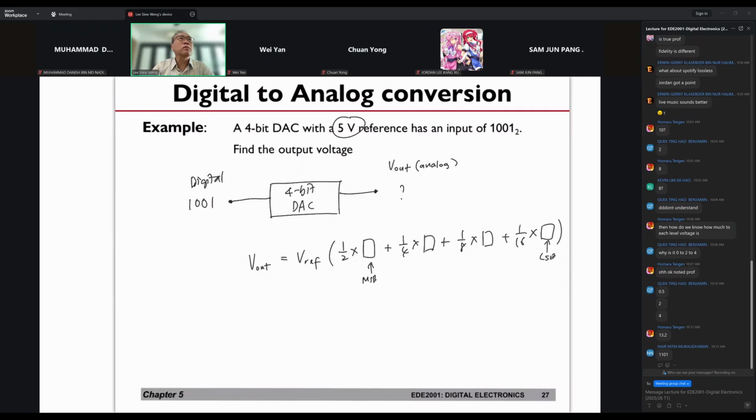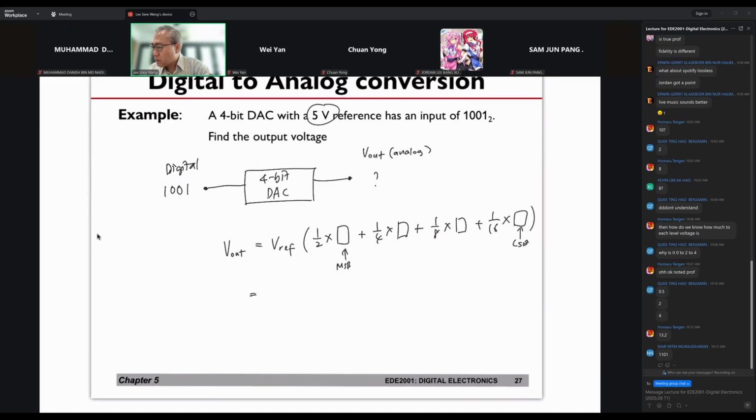From here, we can do the calculation quite easily. The reference voltage is 5 volts, so 1/2 times 1 in this case, then the rest: 1/4 times 0, 1/8 times 0, plus 1/16 times 1. And you should get 2.8125 volts. That's all. The calculation is very simple.